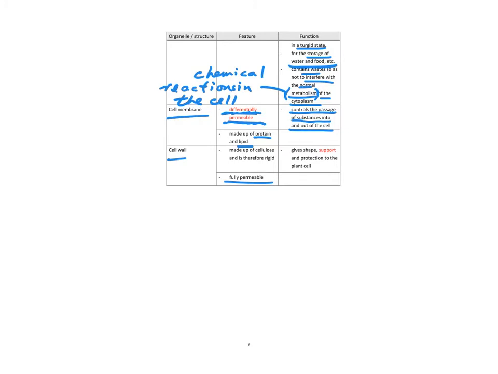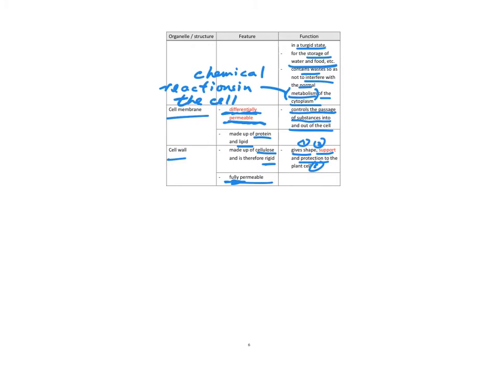The cell wall, in contrast, is not differentially permeable, it is fully permeable, allowing things to go into and out freely. It is made up of cellulose. In Chinese, we say 纤维, and it is therefore quite rigid. Your clothes are also made of cellulose. The function of the cell wall is to give shape, to give support, and to give protection. Number 1, 2, and 3. Please write it down yourself.